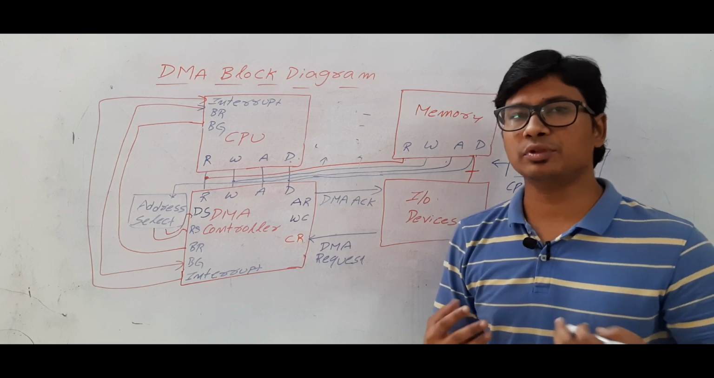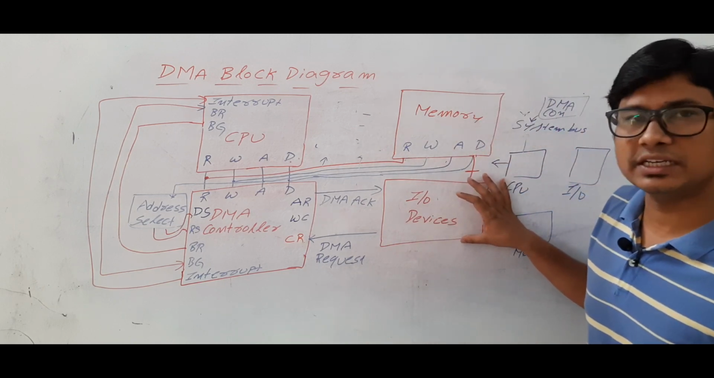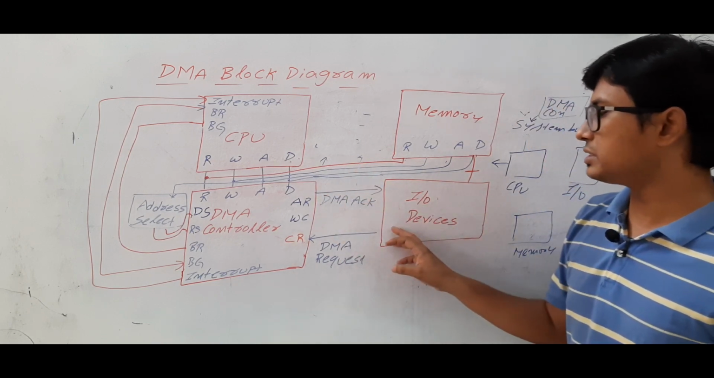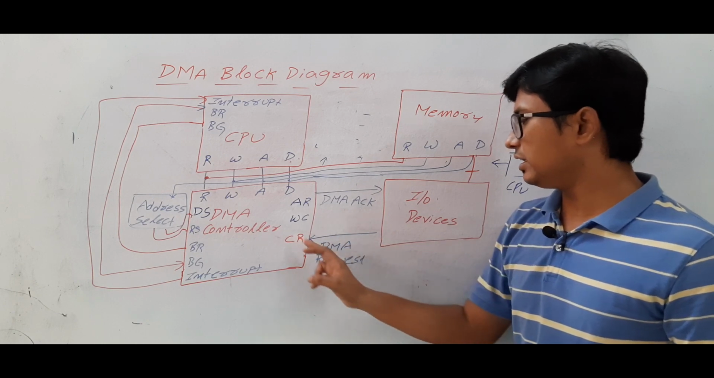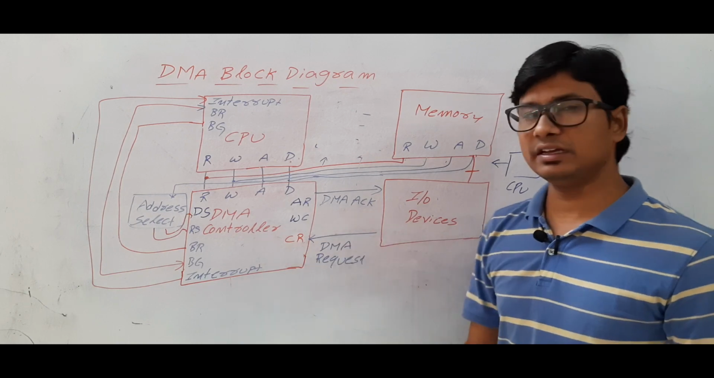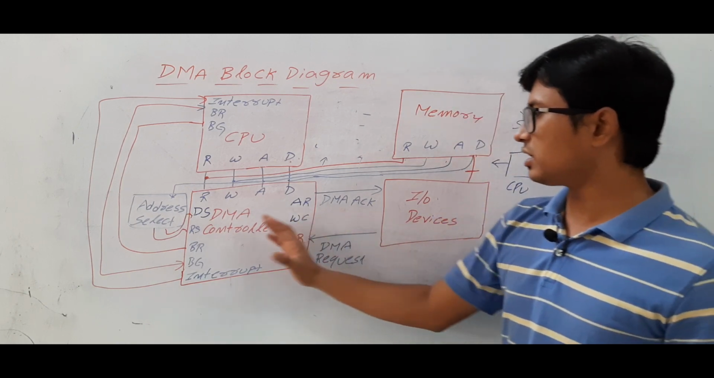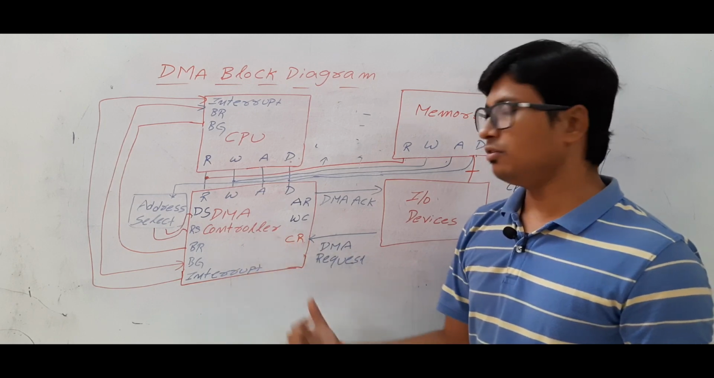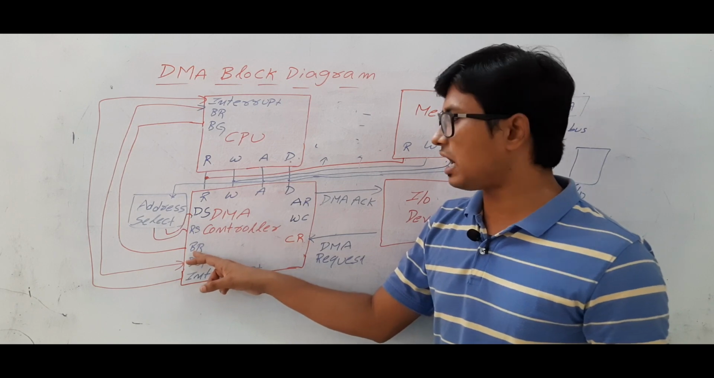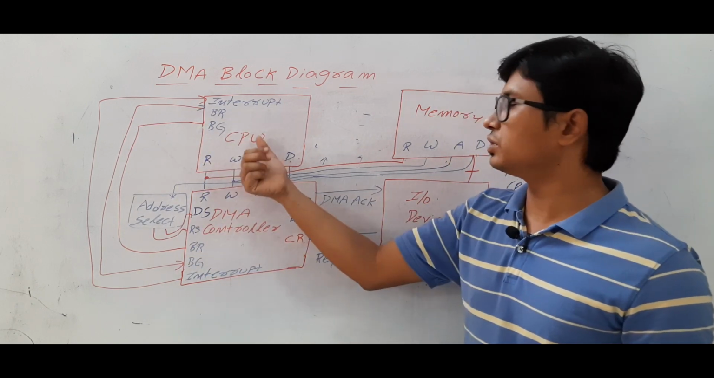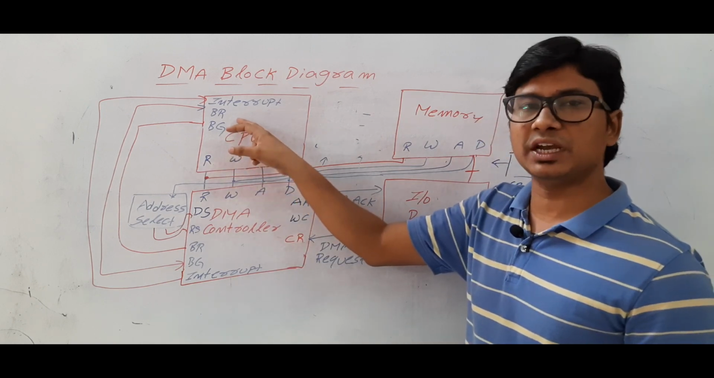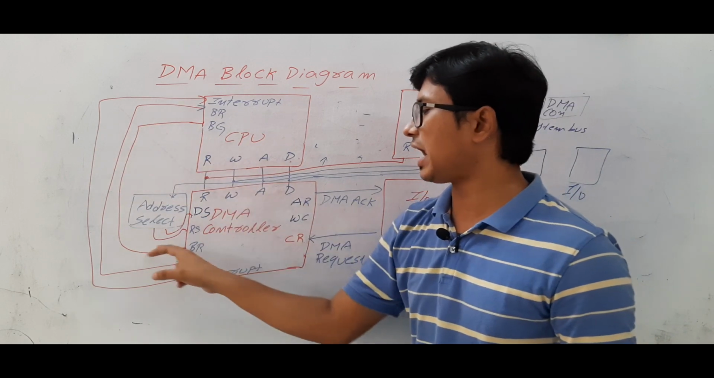Now let me discuss the operations. Suppose the IO device wants to have a data transfer. It will send a request to the DMA controller with the help of a DMA request. Once a request comes to the DMA from the IO device to transfer the data, it will send a bus request to the CPU. So it is requesting the system bus from the CPU. Then if the CPU is ready to give the system bus, it will send the bus grant signal.